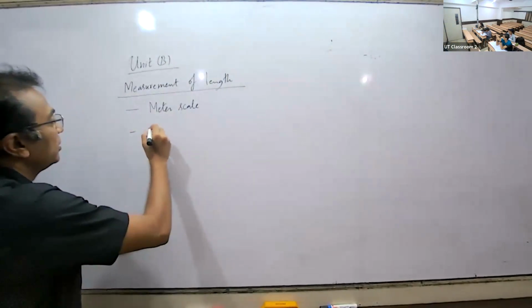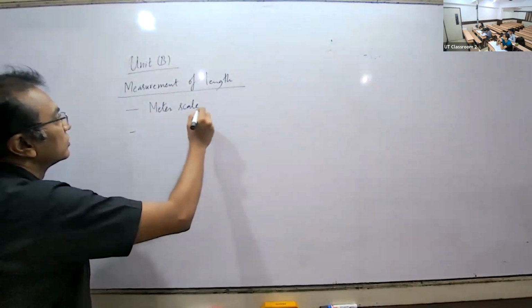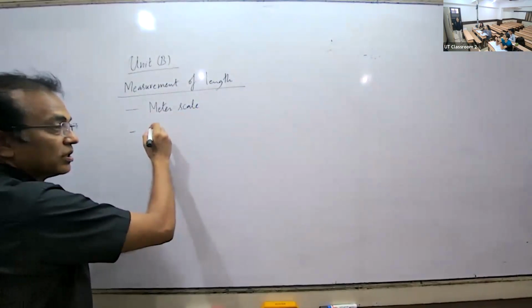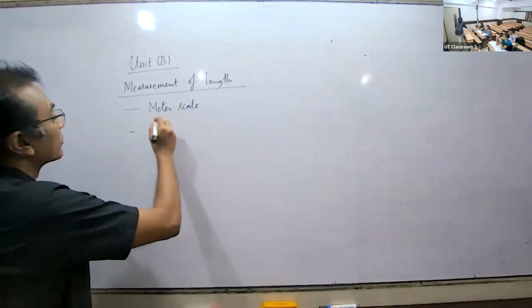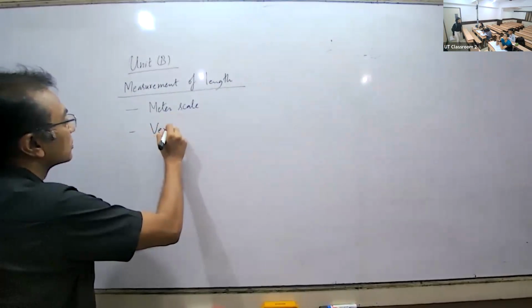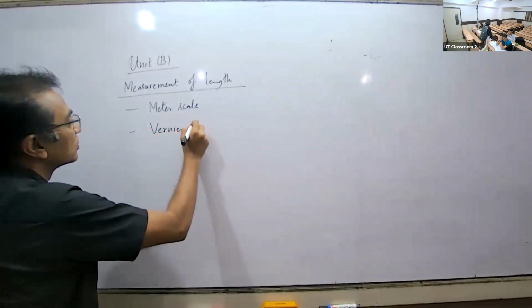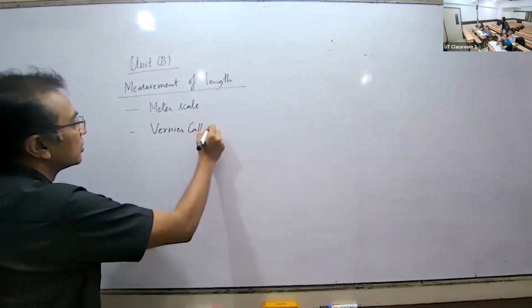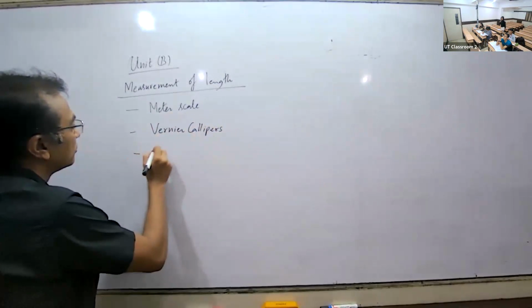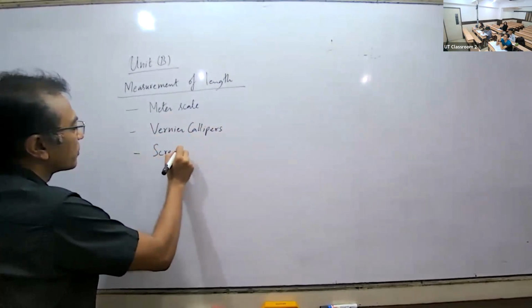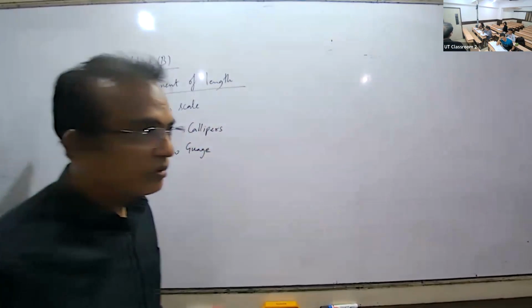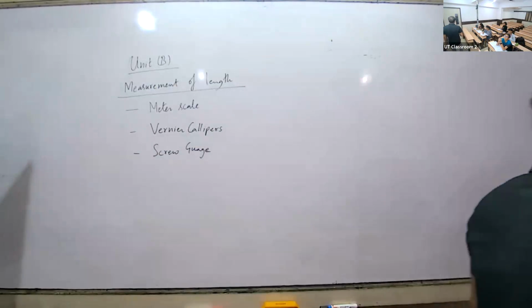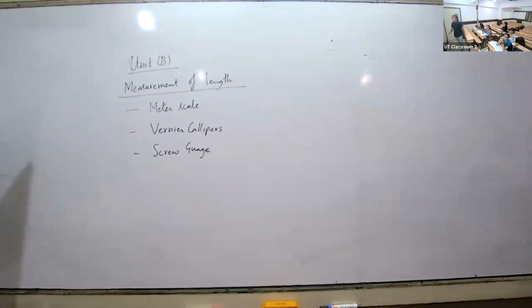Meter scale. Then you have, what are the other instruments? Take the attendance sheet. And you have vernier calipers. You have screw gauge. These are some of the instruments which are used to measure lengths, right?